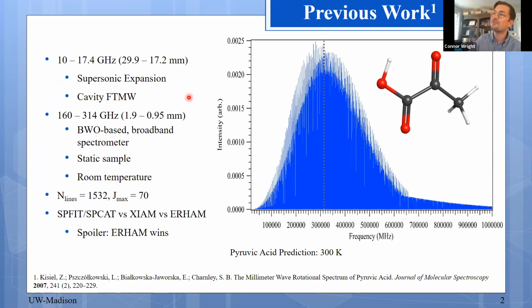In the microwave, it was done from 10 gigahertz to 17.4 gigahertz in a cavity Fourier transform microwave experiment in supersonic expansion. And then in the millimeter, it was done from 160 gigahertz to 314 gigahertz in a static room temperature experiment. And as you can see here from this prediction of pyruvic acid at 300 Kelvin, the previous millimeter work stops right at the Boltzmann peak, right here where I put this line at about 314 gigahertz. And so there's lots of rich spectrum left to collect over here, which is what we aim to do.